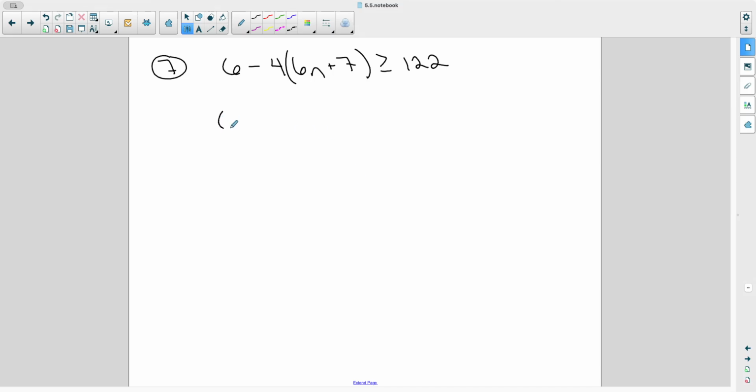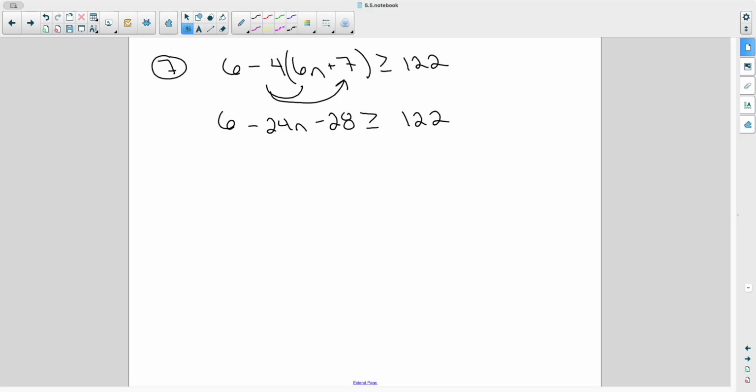Negative 4 times 6, and then negative 4. And then now we combine our like terms on the left side. Now I'm going to combine like terms.